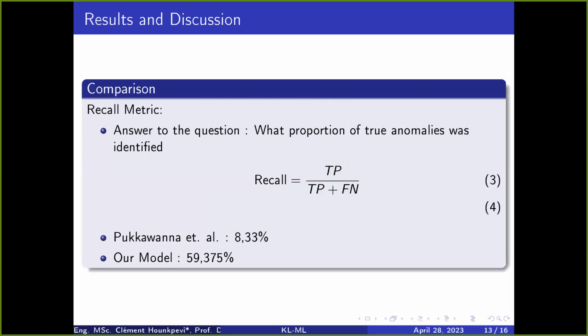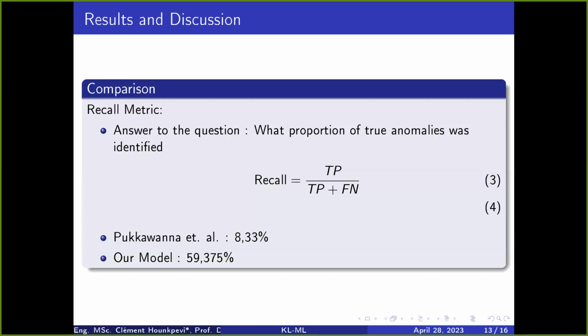In order to compare again, we compute some metrics. Mainly here we compute the recall. Why do we compute the recall? Because the recall gives the proportion of true anomalies that were identified. We did not compute the precision or the F1 score because we're using streaming data and all true negative values are not known. So for Pukawana and collaborators' model, we found 8%, and for our model, we found 59%, which is better than the one proposed by Pukawana and his collaborators, but it is still small.